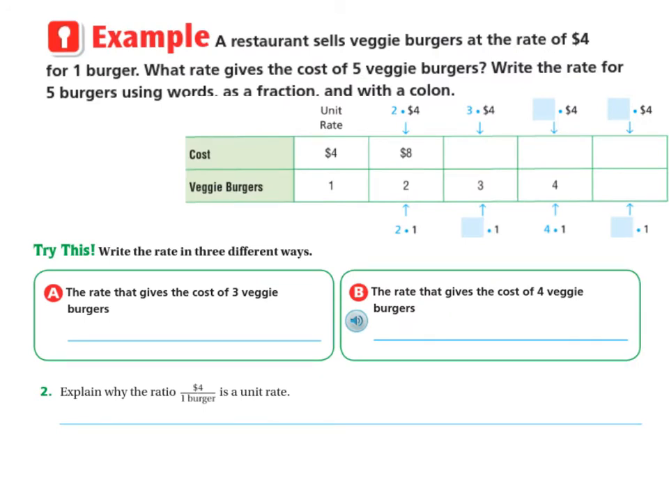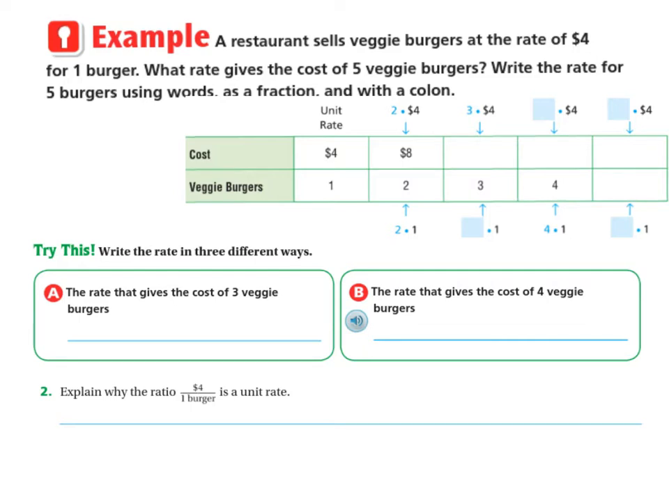Right, now I'm going to work on rate. So this is still in your notes side of the page. If a restaurant sells a veggie burger at the rate of $4 for one burger, what rate gives the cost of 5 veggie burgers? Write the rate for 5 burgers using words, as a fraction, and with a colon. So right here, using words, as a fraction, with a colon, that's what we just learned on the last page.